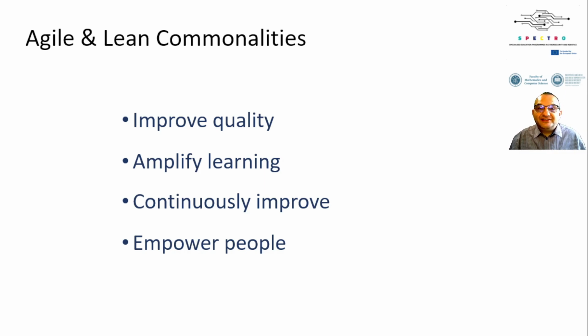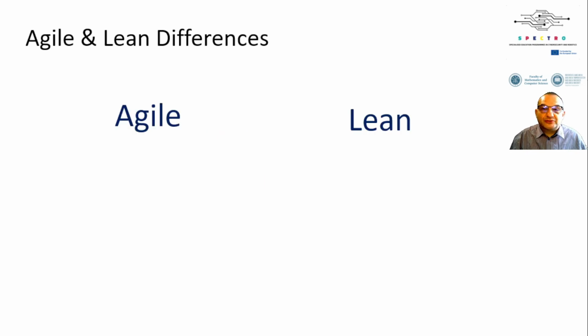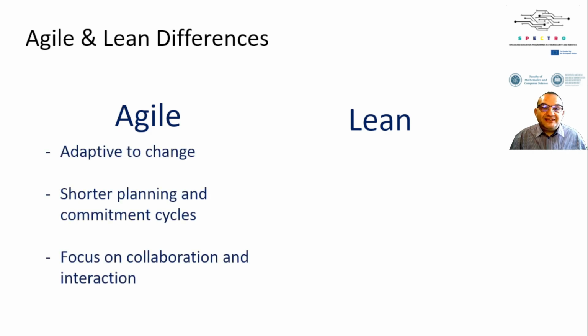While Agile and Lean share many principles, they also have distinct areas of focus that set them apart. Agile thrives in environments that demand adaptability to change. Its shorter planning and commitment cycles make it an excellent choice for projects with evolving requirements or goals. Additionally, Agile places a significant emphasis on collaboration and interaction, fostering strong communication between teams and stakeholders.